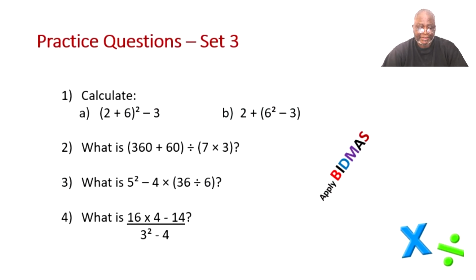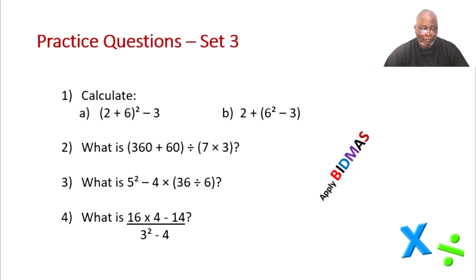Practice questions, set 3. You need to read this very carefully because it's a little bit confusing at first glance, but just be careful, okay? And follow BIDMAS. Question 1a: open brackets 2 plus 6 close brackets squared minus 3. And then question 1b: 2 plus open brackets 6 squared minus 3 close brackets. You'll find out that both questions a and b have the same figures in them, but the arrangement or the structure of the question is different.